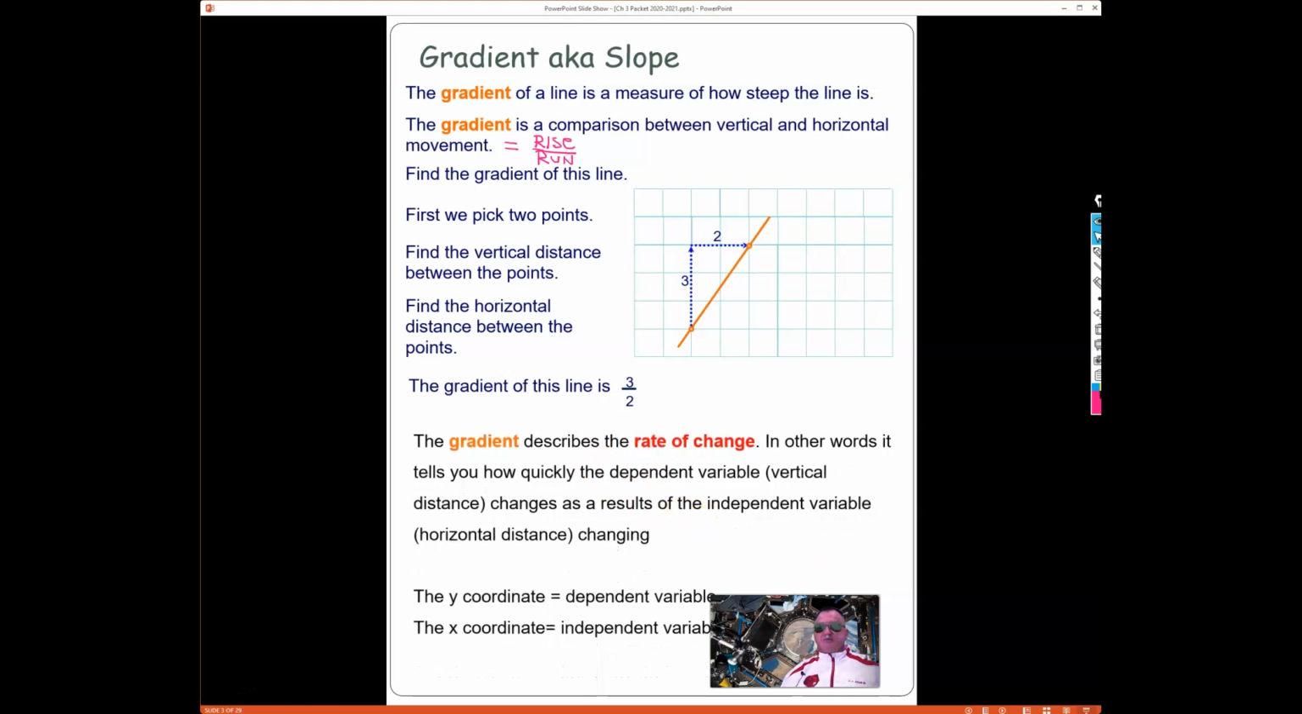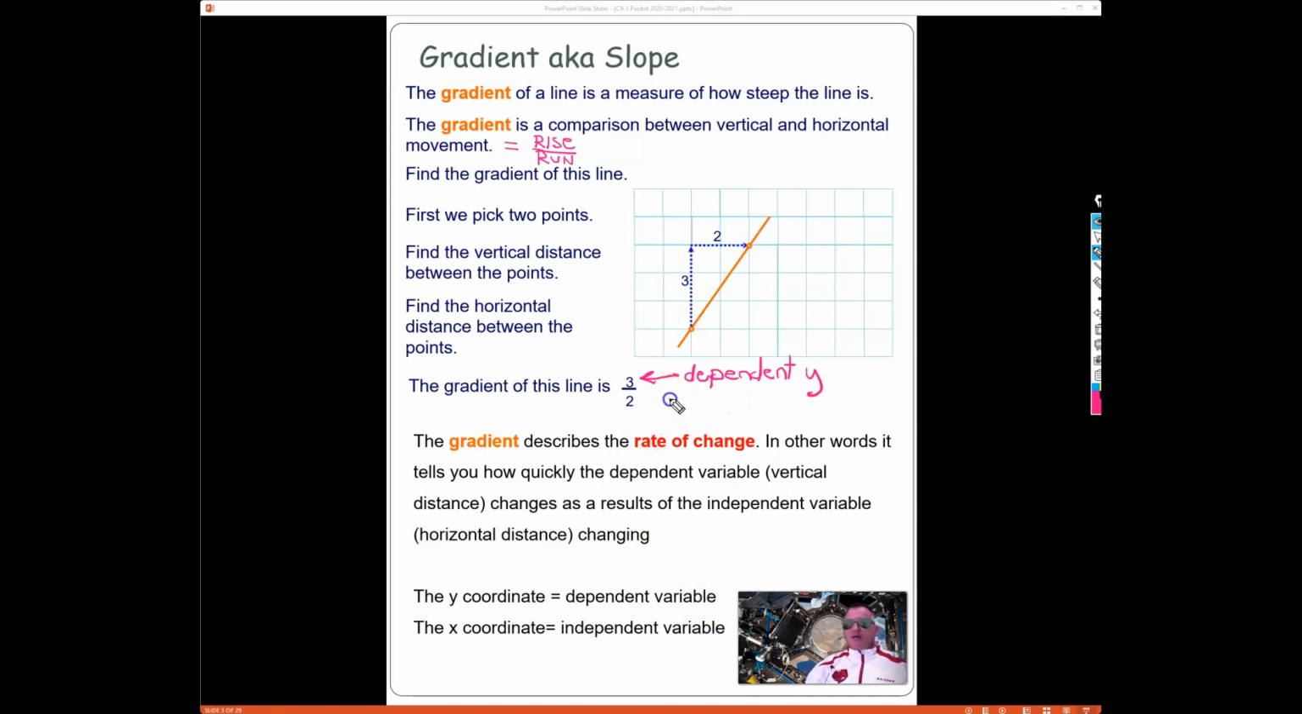It describes the rate of change. In other words, it tells you how quickly the dependent variable changes. Now the dependent variable, guys, is your y coordinate. So this is your dependent, which is your y. And this is your independent, which is your x. So what it's telling you is, as x changes, how does the vertical change?